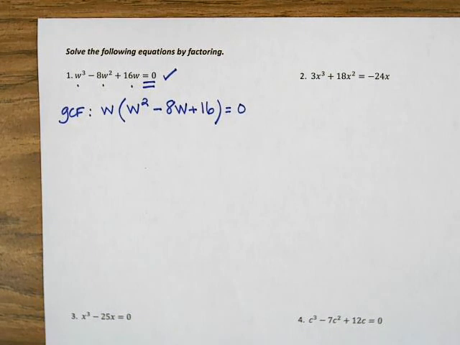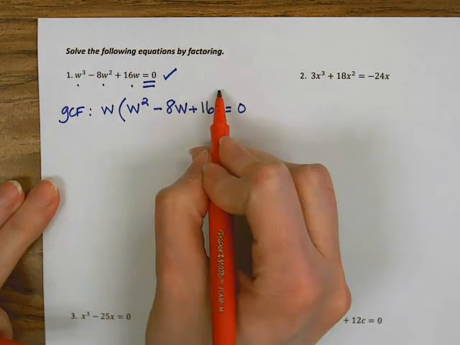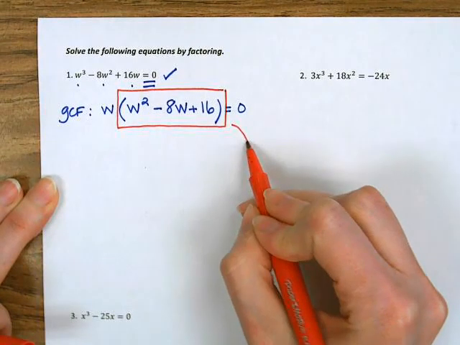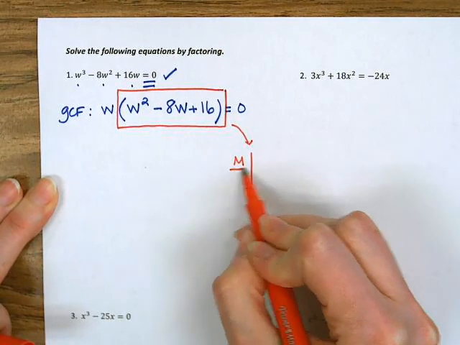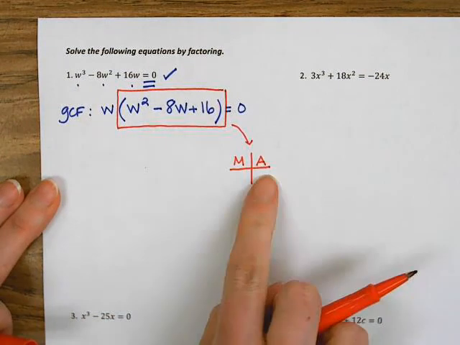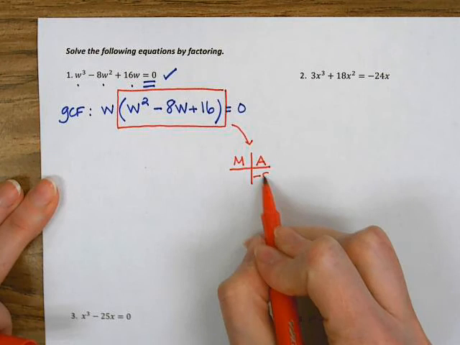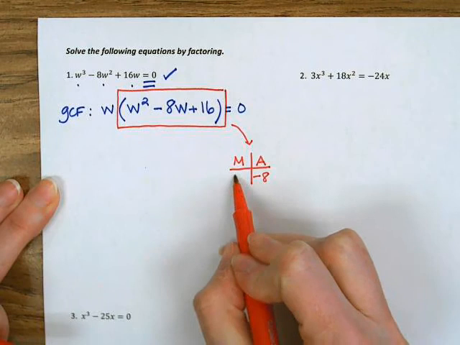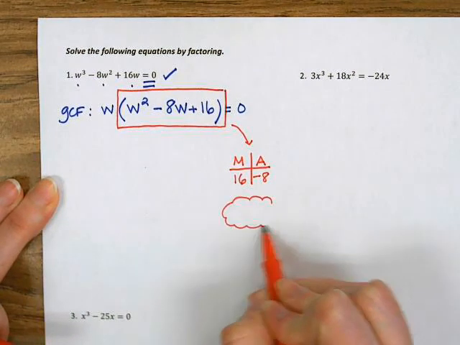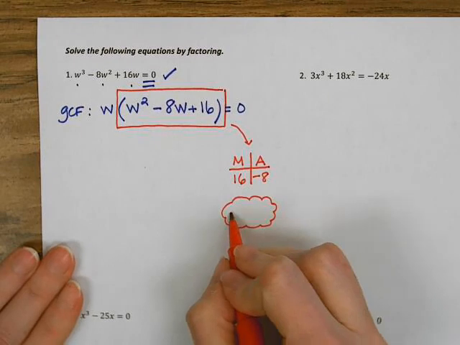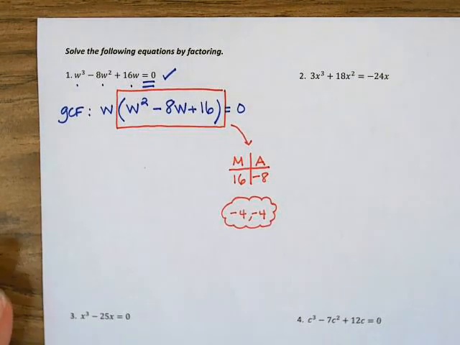Okay, then the trinomial in parentheses, we can factor more. Do you guys remember how to factor a trinomial? We need a multiply-add table. So we need to find two numbers that add to the middle, -8, and multiply to the product of the first and last, 16. So go ahead and find two numbers that multiply to 16 but add to -8. And hopefully you guys come up with -4 and -4.